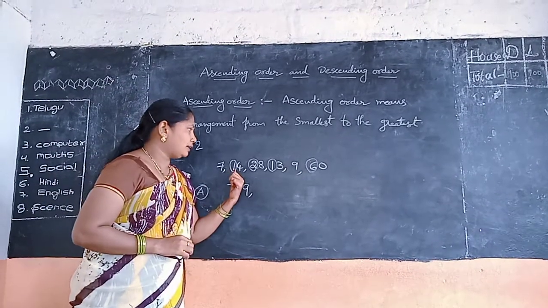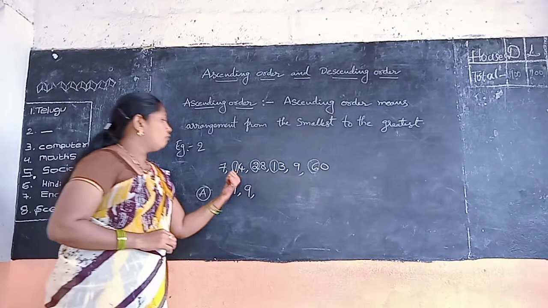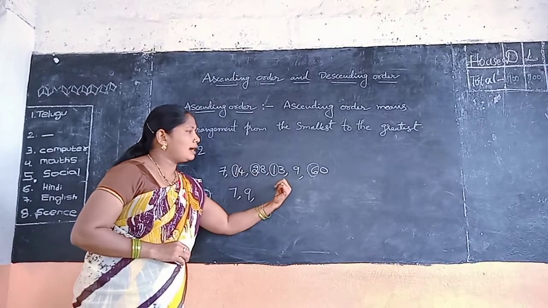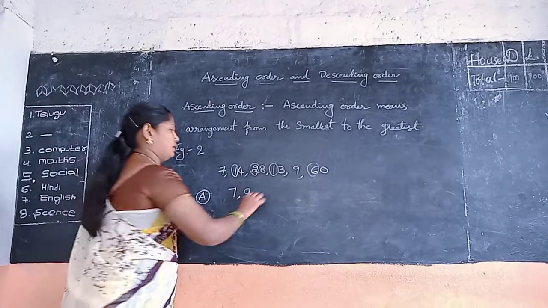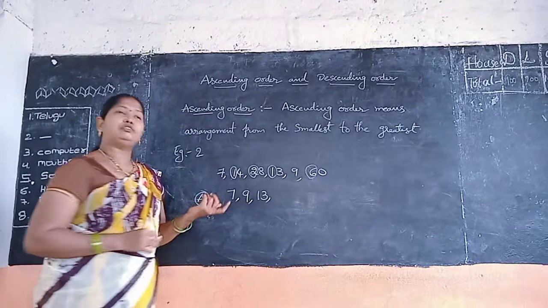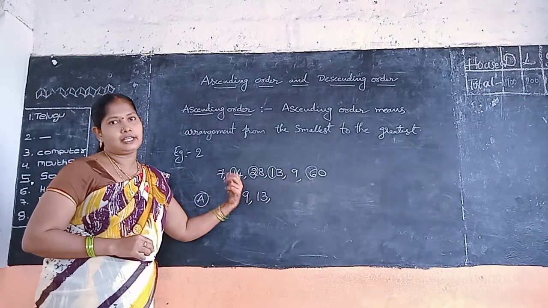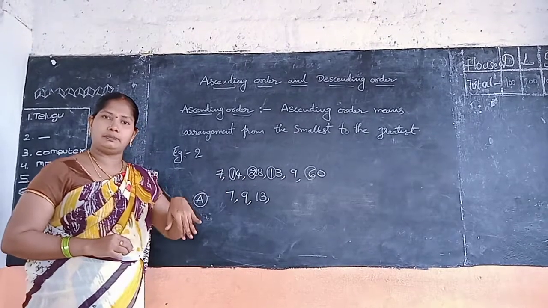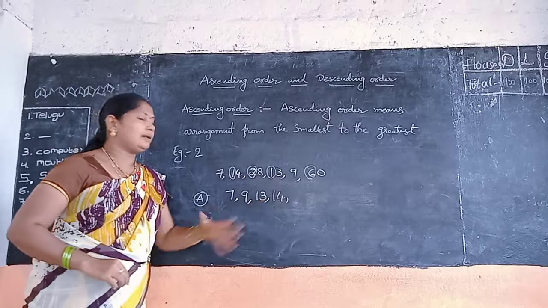First of all, I will take the numbers with 1 in the tens place. 14 is there, 13 is there. Which one is small? 13 is the small one. Next one is 14. First importance is the small one, then after that the big one. So 4 numbers are completed.